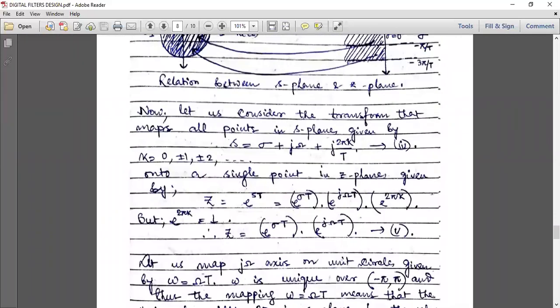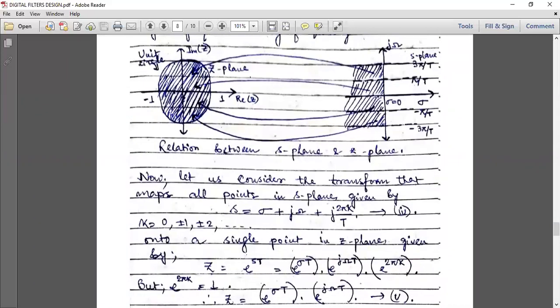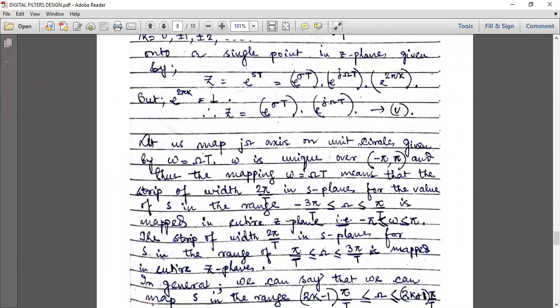Now, omega will be unique over the range. What will be the range of omega where it will be unique? It will be unique over the range minus pi to pi. Isn't it? Minus pi to pi. You see?